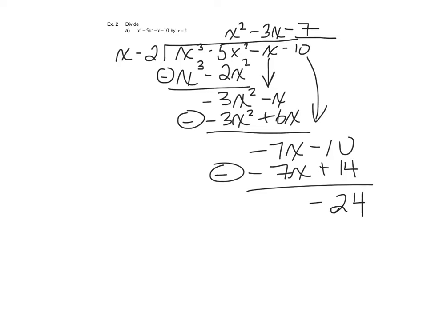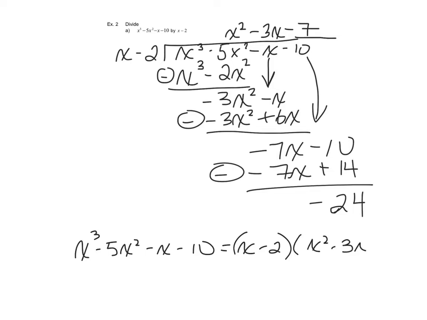And then we have our final therefore statement. So that would be my original x cubed minus 5x squared minus x minus 10 is equal to what I divided by, times my result, and then my remainder, minus 24. Now the back of the book shows it a little differently, and I'm going to show you that on the next page, but this is the way I like to write it out, and I'll accept both. So let's take a look at the next slide.